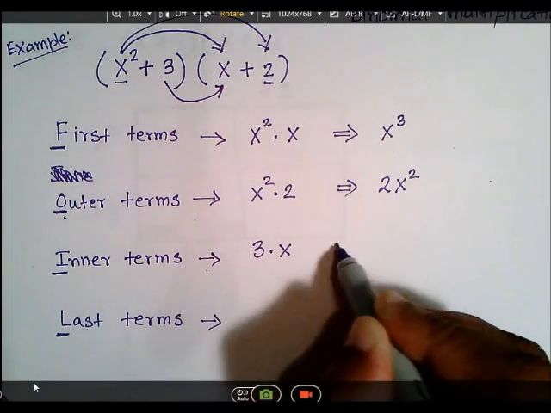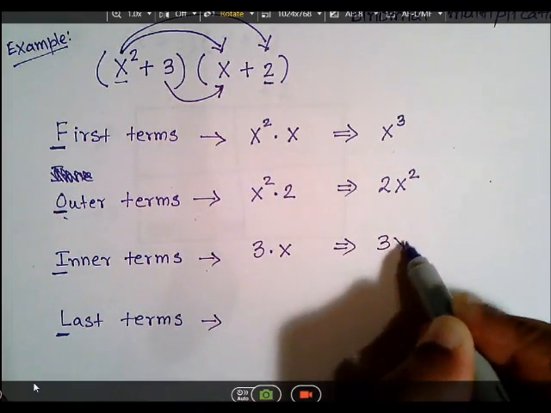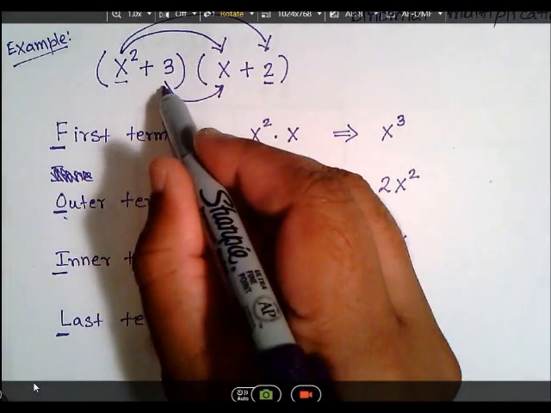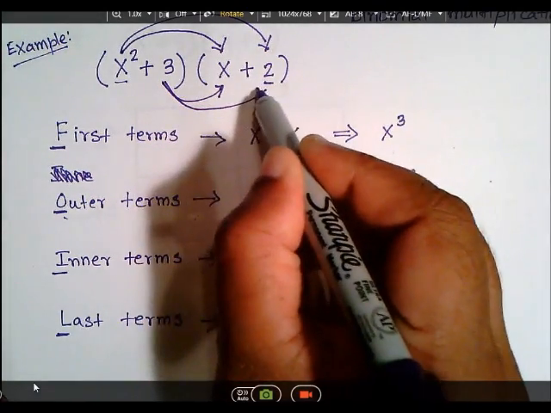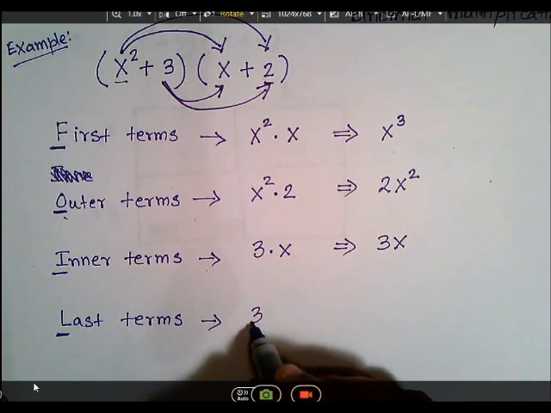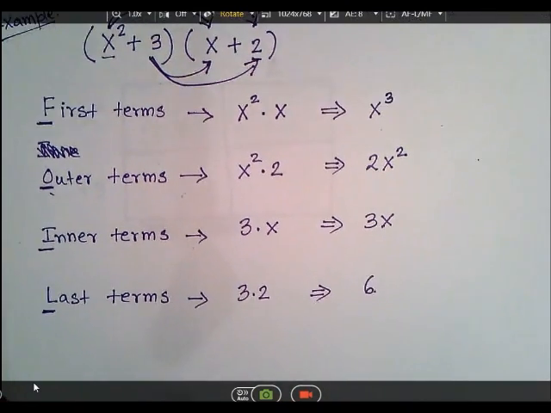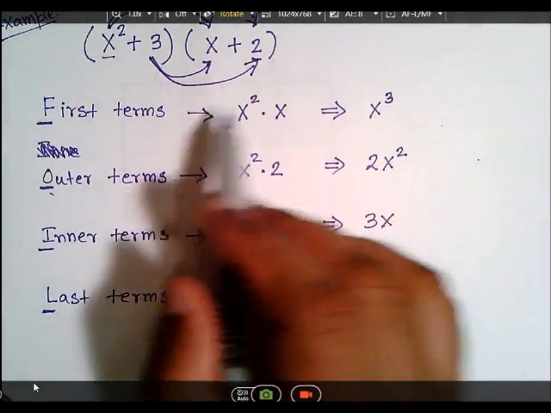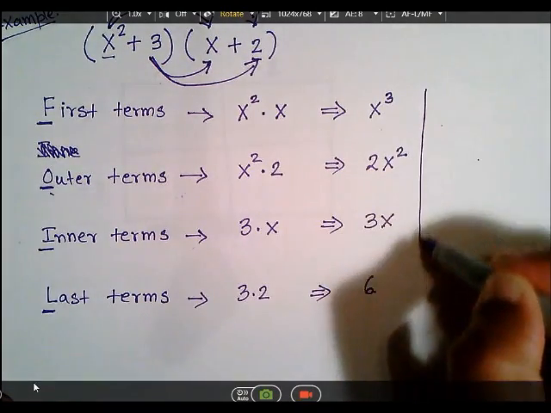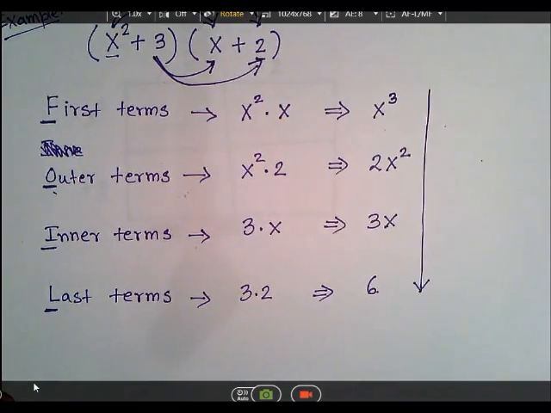3 times x is going to give me 3x. Now the last terms are 3 and 2. So 3 times 2 is going to give me 6. Now I'm not done yet. I just multiplied them. Now I have to put them all together as a single polynomial.